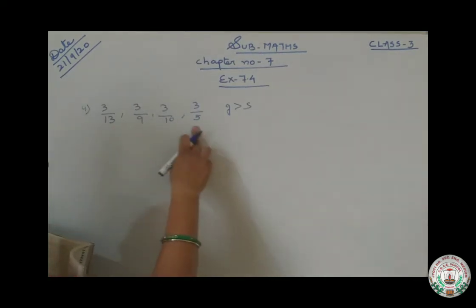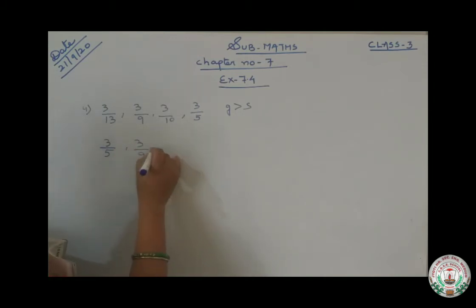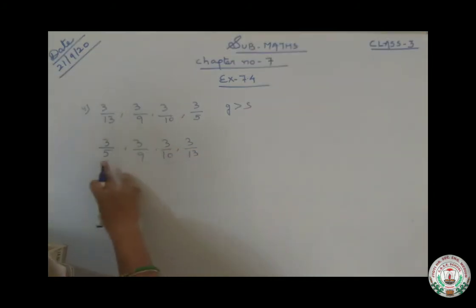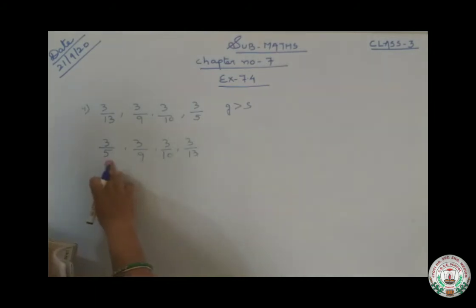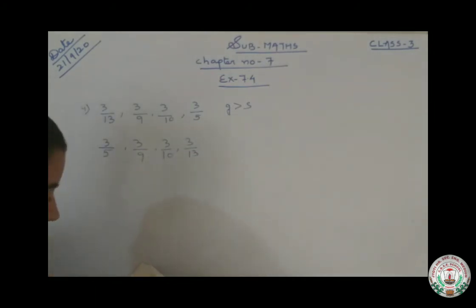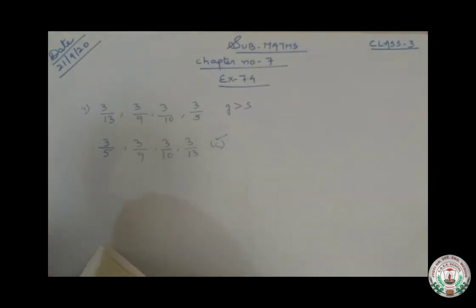So first we will find which denominator is smaller: 3 by 5. After that 3 by 9, then 3 by 10, then 3 by 13. So this is the descending order. When the denominators are different, the smaller denominator gives the greater fraction. So first we will write that, then the rest accordingly. Okay. So this is given in option number C. So in this question you will take option number C.